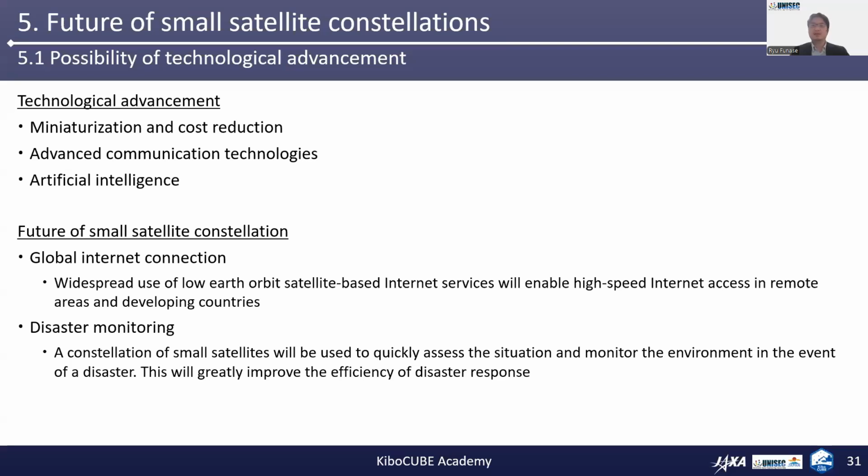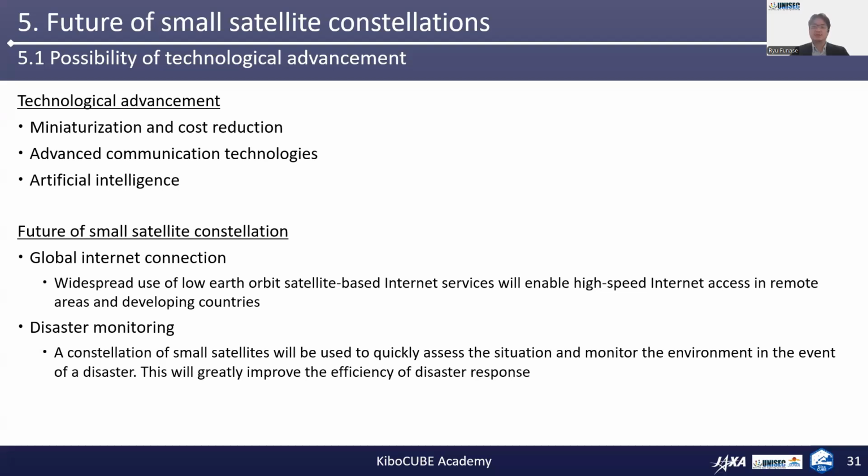The future of small satellite constellations may be transformed by technological developments. Examples include further miniaturization, lower manufacturing cost, advances in communications technology, and the introduction of artificial intelligence technology, which could lead to the realization of constellations that are operated and maintained semi-automatically at lower cost. The various issues discussed in the previous section are also expected to be solved through technological development.